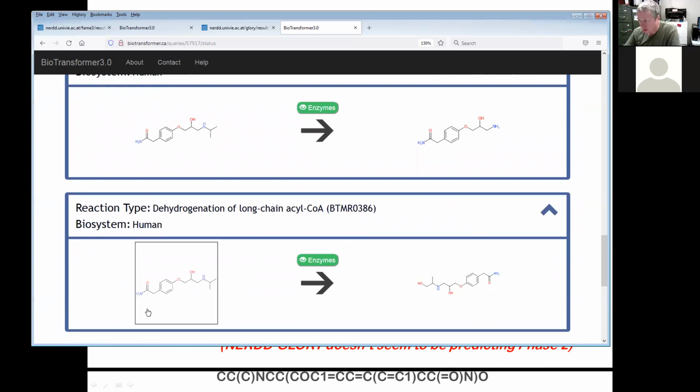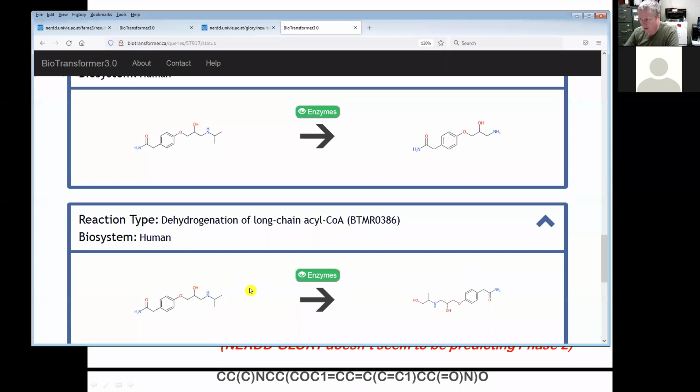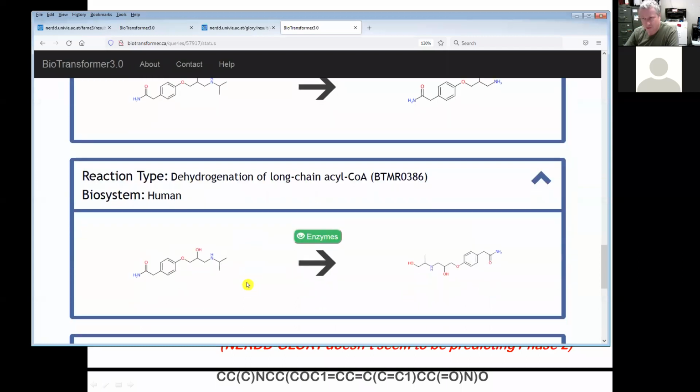What did it do? So this is another interesting one. So what's it doing here? It's predicting oxidation of the methyl group, which is actually not very favorable, right? The more likely oxidations are right next to the nitrogen, or right next to this oxygen, or right next to this oxygen. So this is possible, but I'd say kind of a low probability.